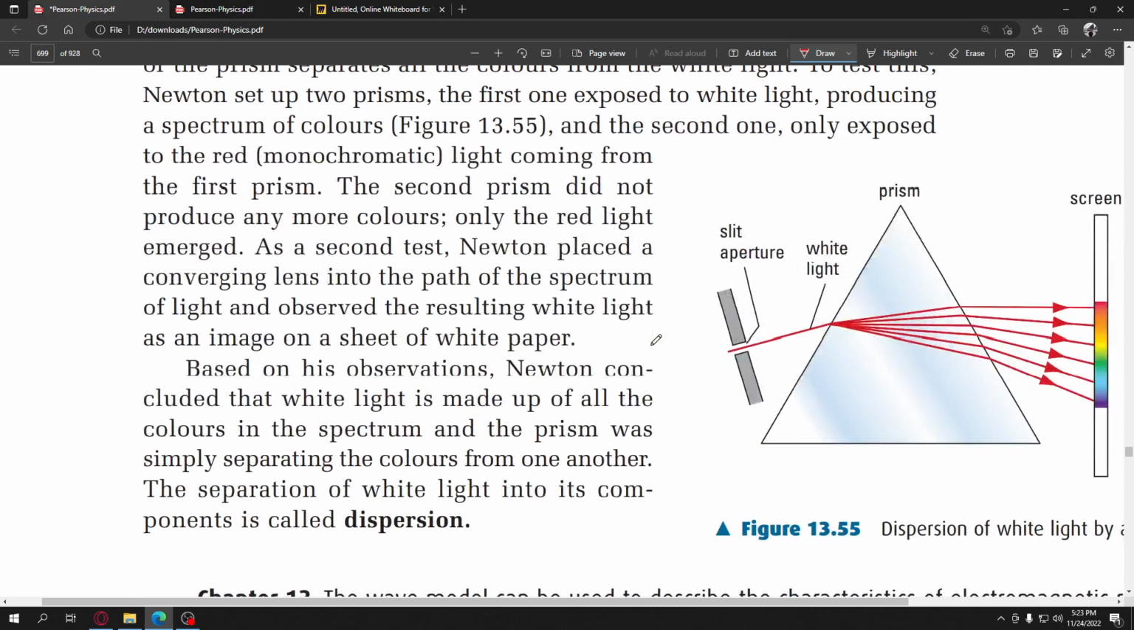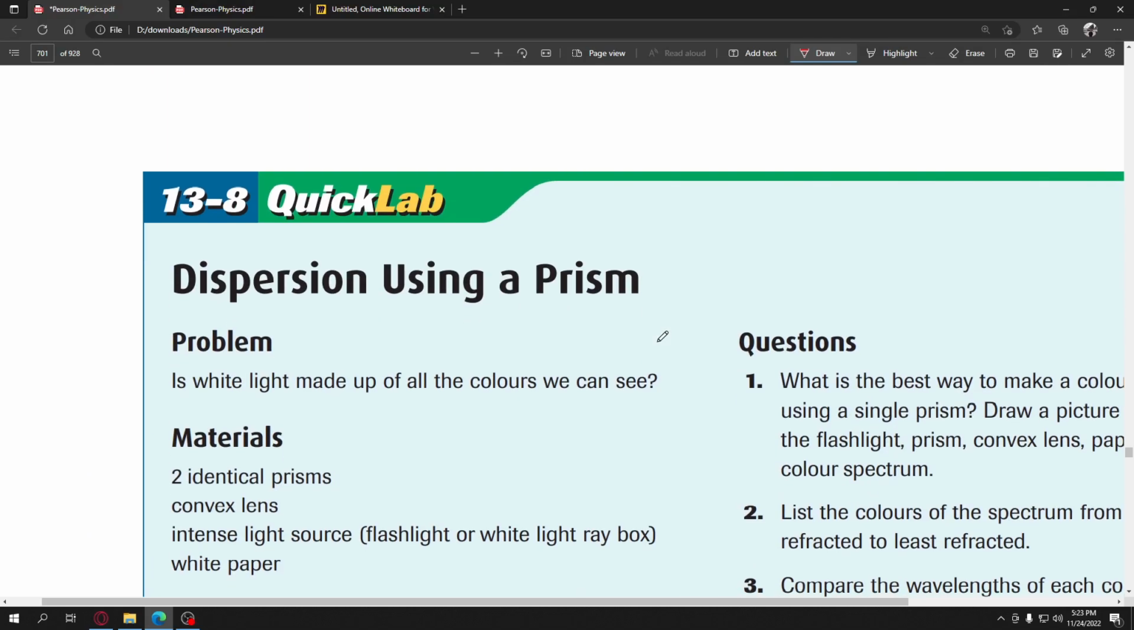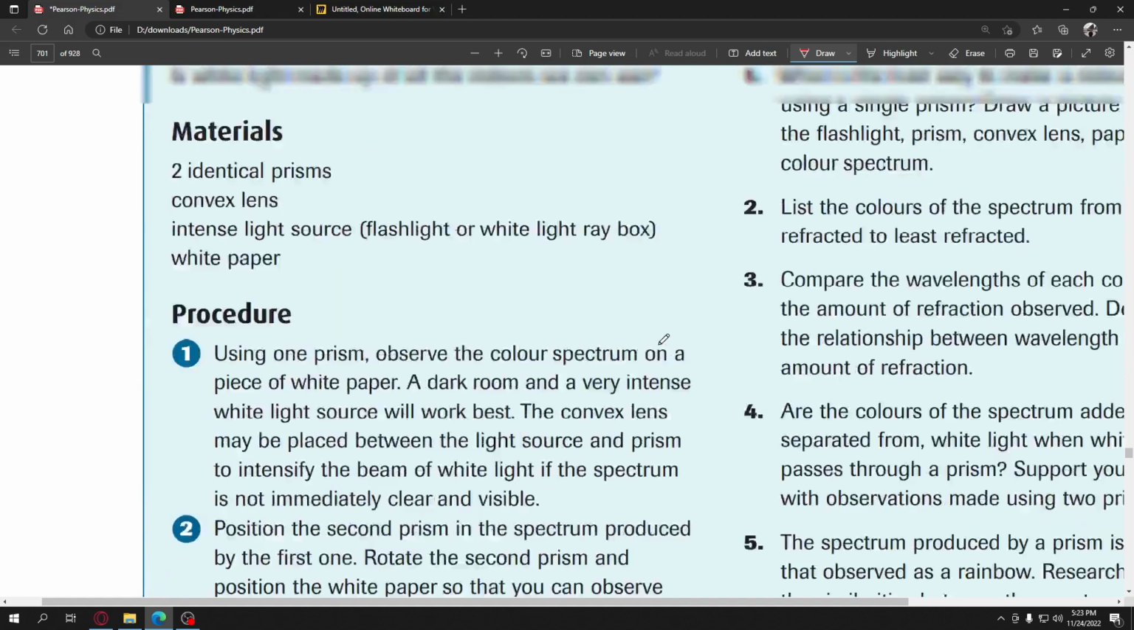I'm going to break these videos down into subtopics so that it's a bit easier for you. So I'm leaving refraction here, and next we'll learn about prisms and lenses.